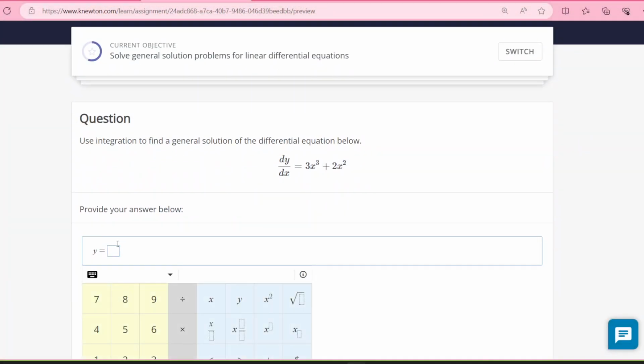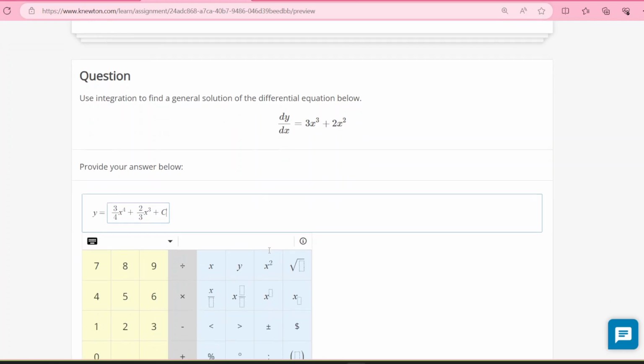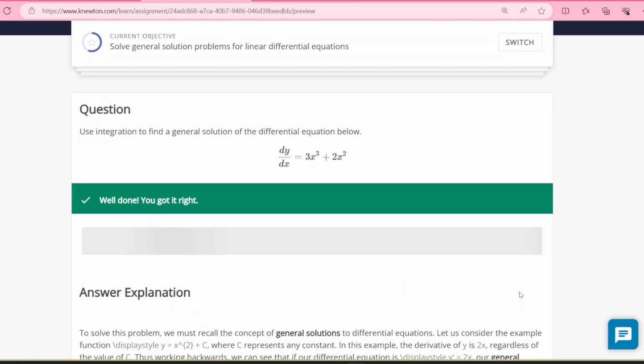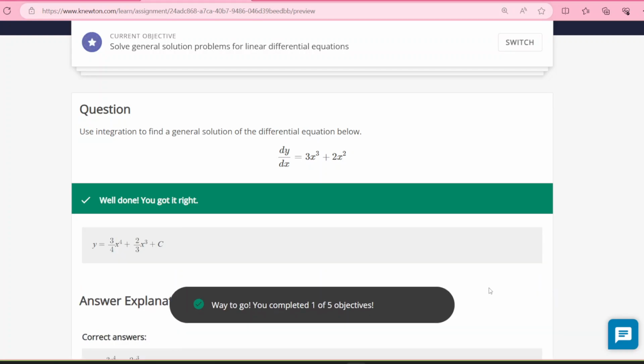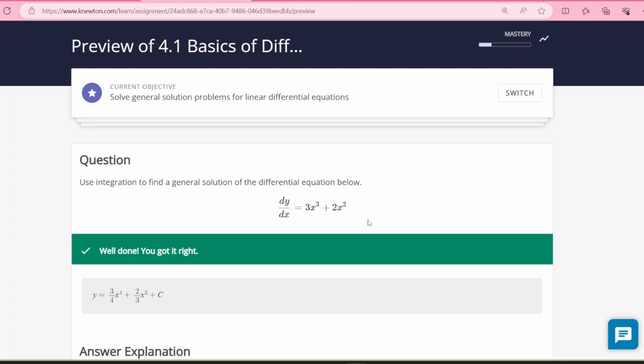So let me enter that. 3/4 times x to the fourth power plus 2/3 times x to the third power, and then of course plus any constant, plus c at the end. Wonderful. Great, so that first objective is finished. A lot of just simple integration.